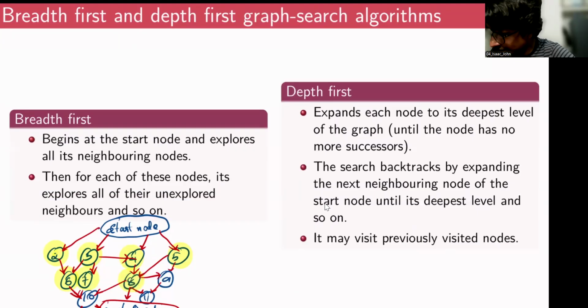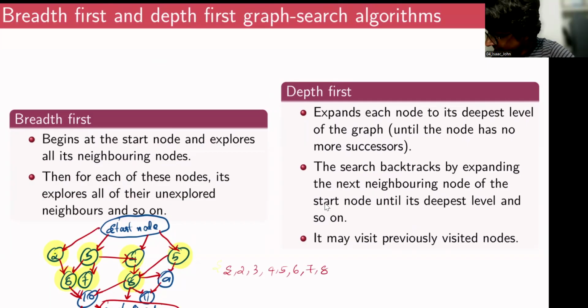Node 8. So I'll just write it serially, all the nodes that we have explored. First, we have explored the start node. Then we have explored node 2, node 3, node 4, node 5. And from node 2, we have explored node 6. Then we have explored node 7. Then we have explored node 8.